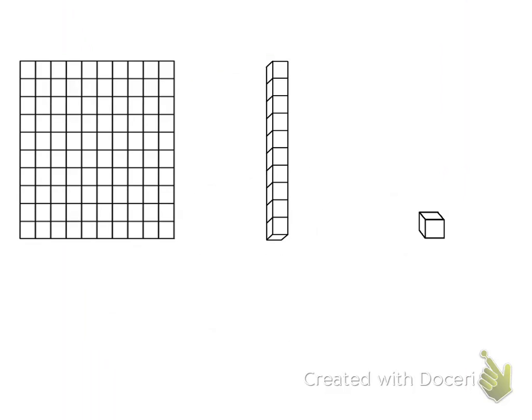So before we get into looking at numbers, let's just review what the place value blocks represent. So the flat, the large one, represents the hundreds, because if we count up each square, there's 100 of them. The long one, the rod, represents the tens, because there's 10 squares there. And then the one, the units, represents the ones.